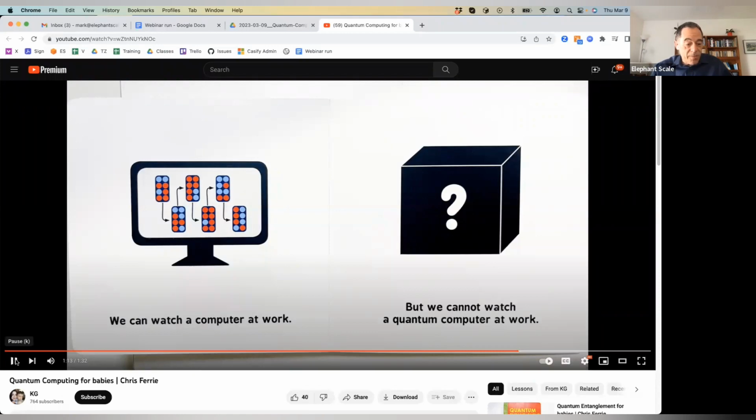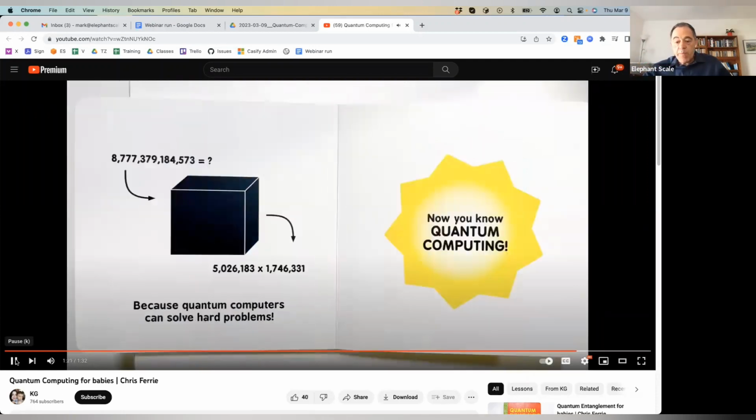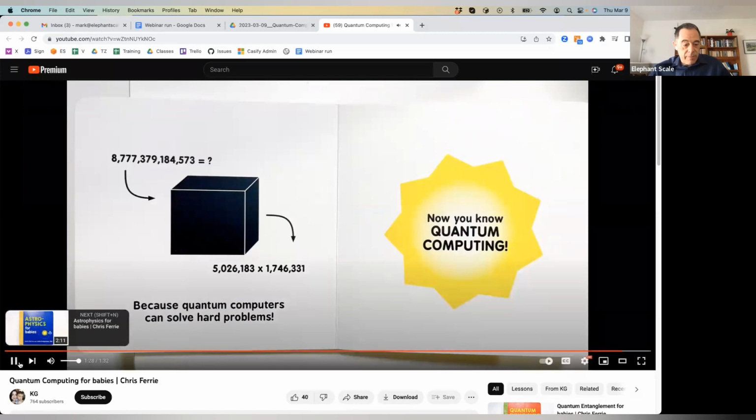So let's continue. We can only see the answer it gives. So why do we want a quantum computer? Because quantum computers can solve hard problems. Now you know quantum computing.